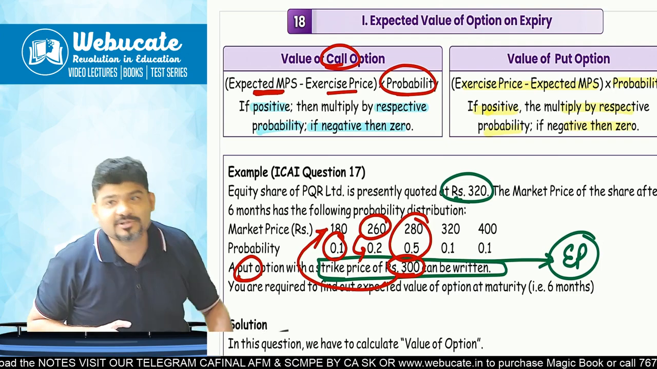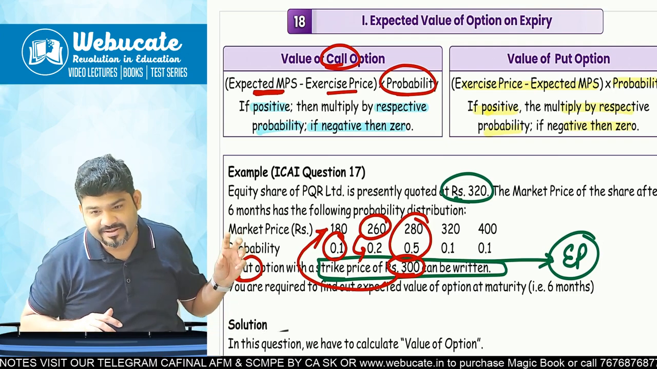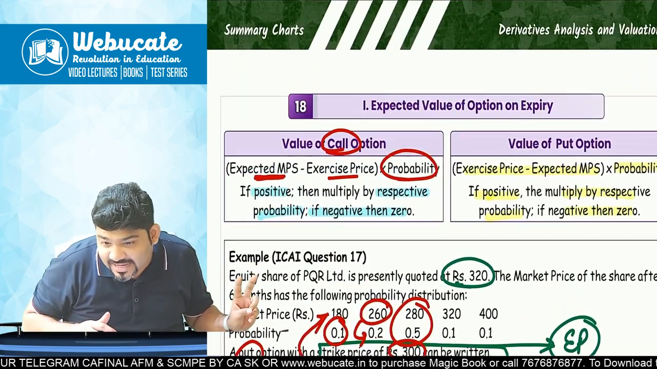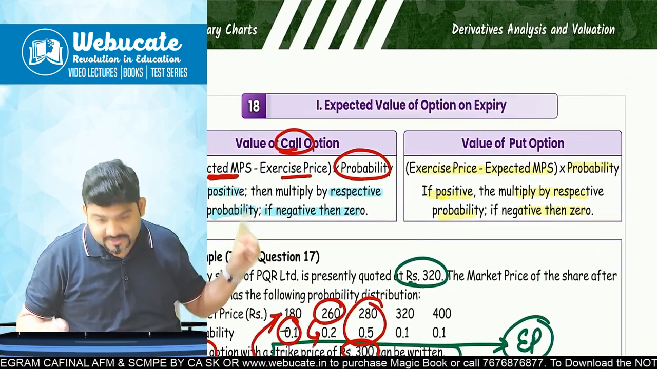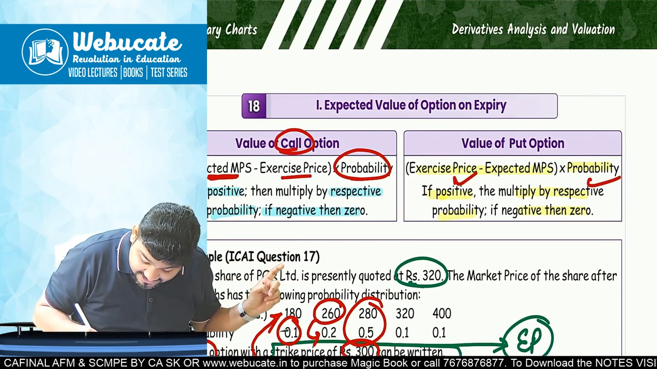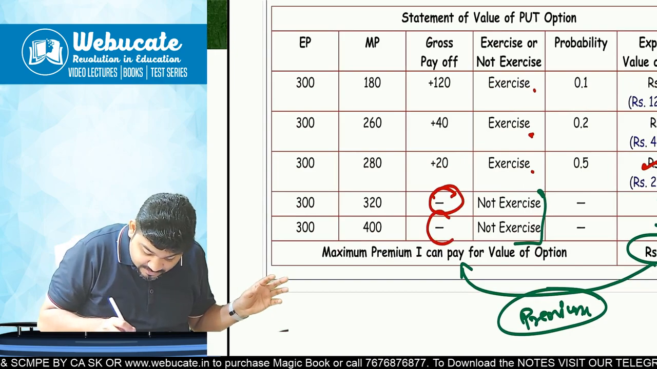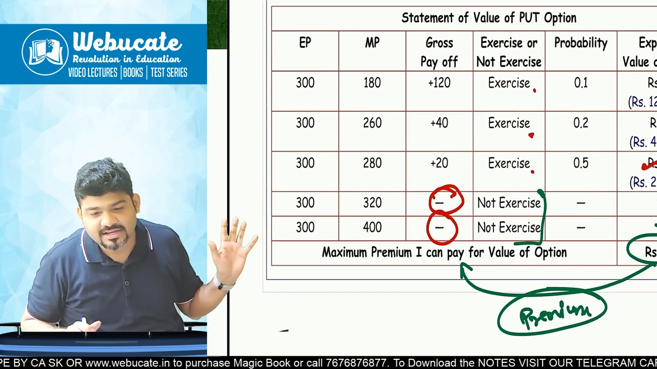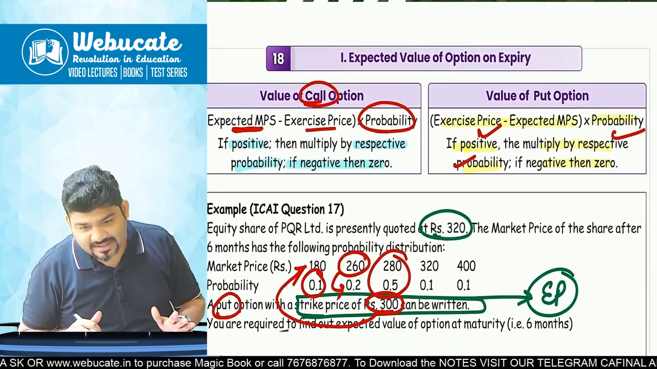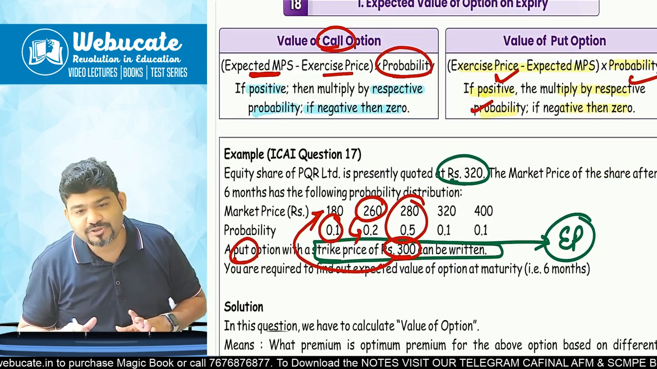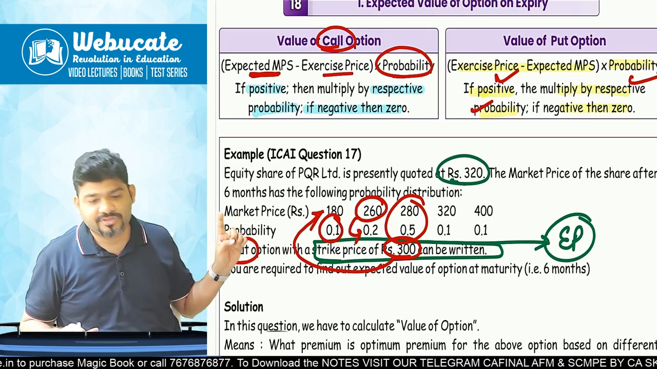Perfect. So if your exercise price is higher, 300 minus expected market price 180, we will exercise, yes, into probability. So if positive, then multiply by the respective probability. If negative, which is the last two cases, we will not exercise. Gotcha, everybody? Clear? So this is called the expected value of option on expiry, one of the methods to do it.